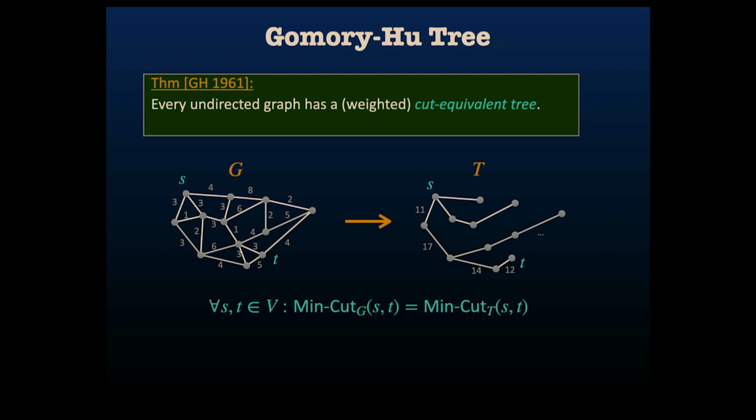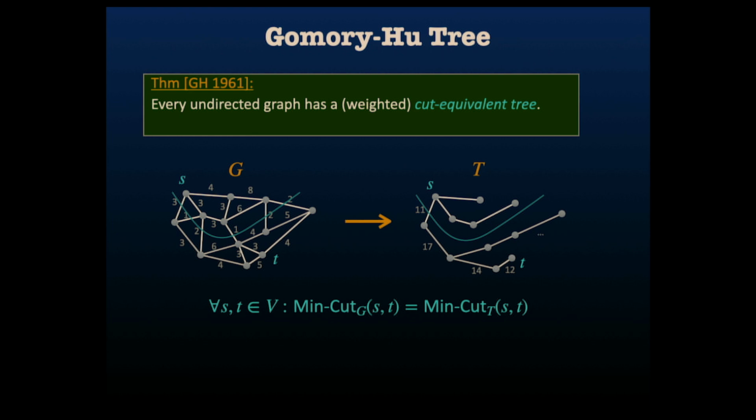To cut a pair in the tree, you have to delete one of the edges on the path. To disconnect two nodes in a tree, just look at the path and delete an edge. So in this case, you delete the 11. That's the cheapest edge on the path, right? So you find the minimum cut in the tree. This is a cut in the graph. It tells you which nodes go to the left, which nodes go to the right. You look at that same cut in the graph, you get a cut of the same weight. It's also 11. And it's also a minimum cut.